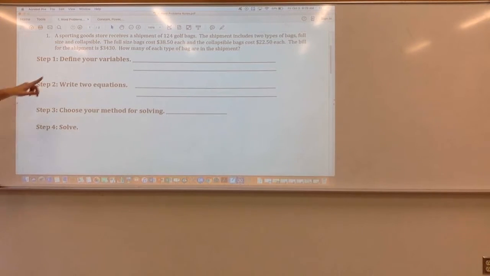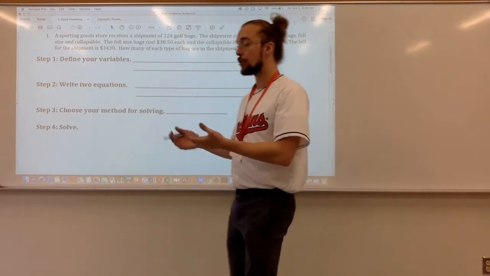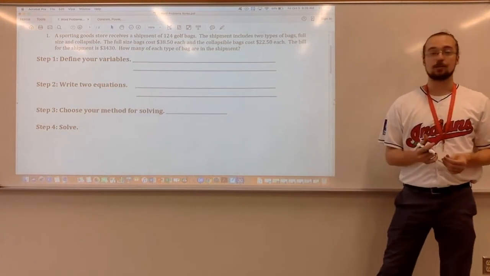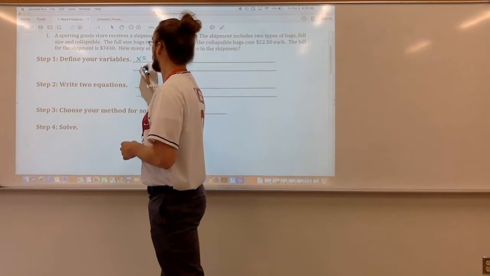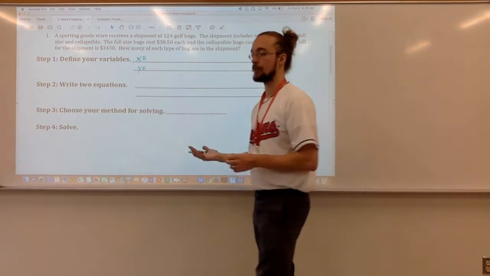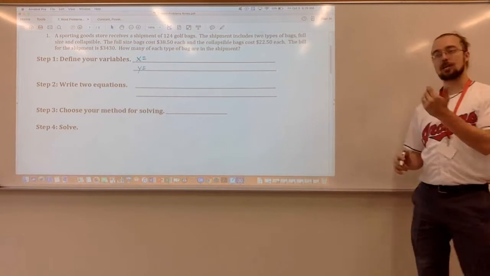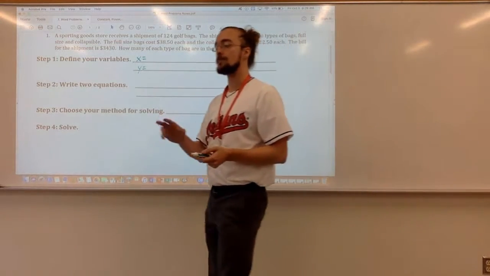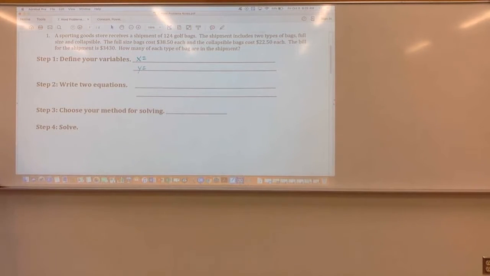Okay? So the first thing that we need to do is define our variables. Right? Our variables are going to be the two things that we want to figure out. So in this problem, what am I trying to figure out? What's the goal? How many of each type? Right? There are two different types. So I'm going to define my two variables as those two different types of golf bags.